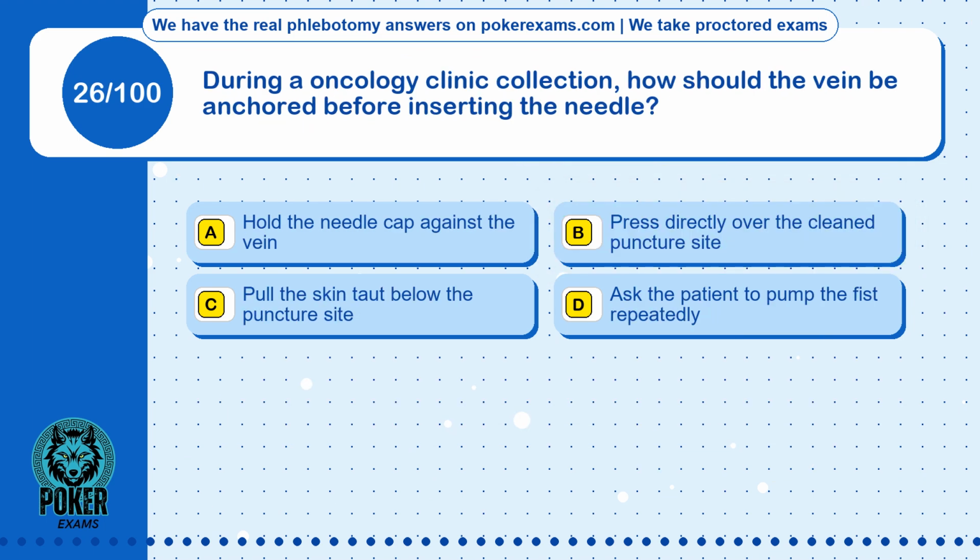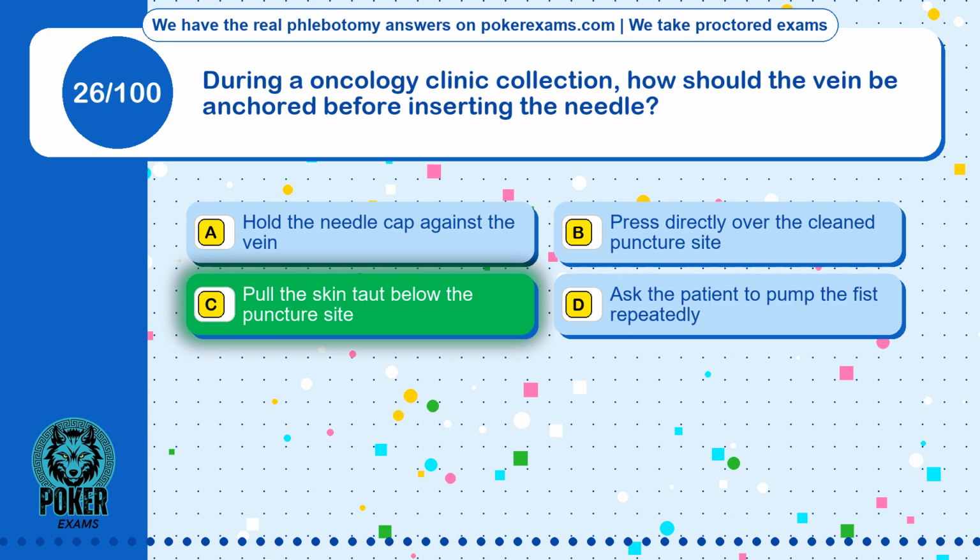Question 26. During an oncology clinic collection, how should the vein be anchored before inserting the needle? Option A: hold the needle cap against the vein. Option B: press directly over the cleaned puncture site. Option C: pull the skin taut below the puncture site. Option D: ask the patient to pump the fist repeatedly.